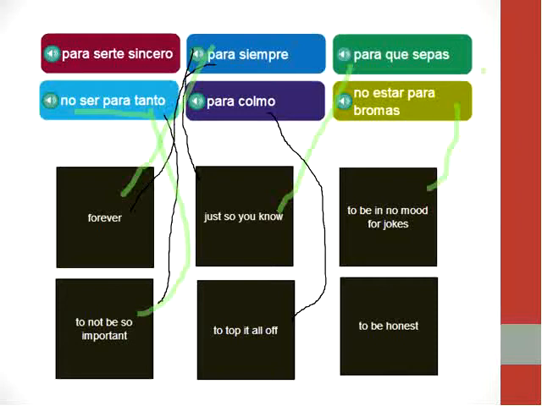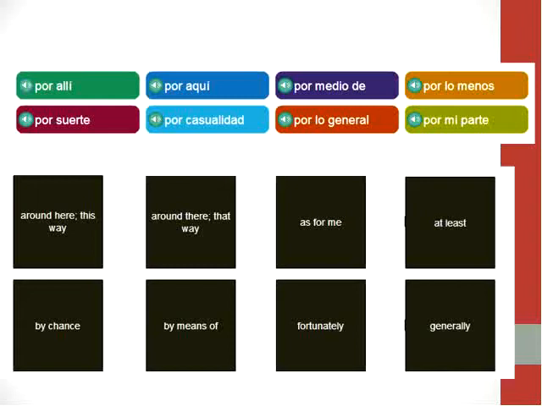Okay, how about para serte sincero? Think about sincero. Very good. Sincere. To be honest. Awesome. Thanks for your help. Let's move on to the next screen. All right. Let's try some matchers here. Por allí. Allí is over there. Por aquí. That would be here. Very good.